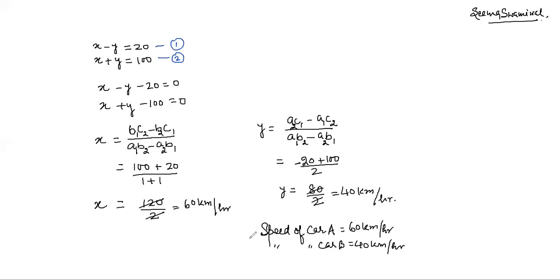So that means the answer is: the speed of car A is 60 kilometers per hour and the speed of car B is 40 kilometers per hour. That's all for today, children.